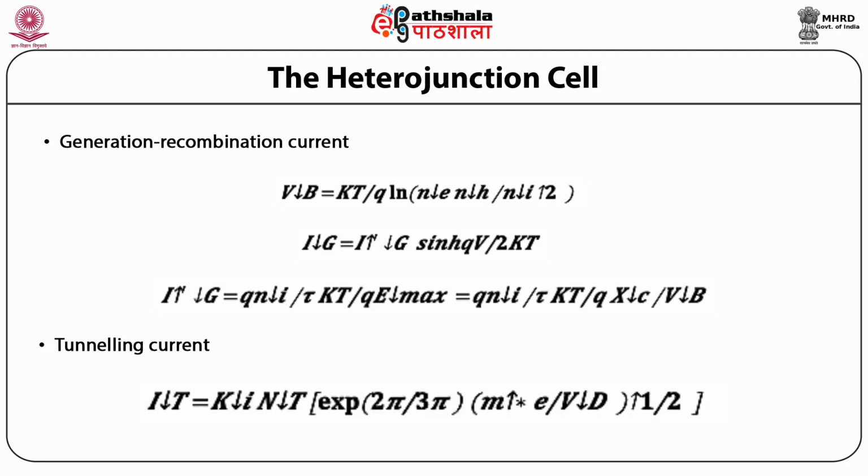So the expression for the tunneling current can be written as It is equal to Ki Nt multiplied by exponential of 2 pi by 3 pi multiplied by square root of m star e by Vd, where Nt is a constant depending upon the density of allowed states, N is the impurity density, m star is the effective mass, Ki is the constant depending on the dielectric constant, effective mass, and built-in potential.